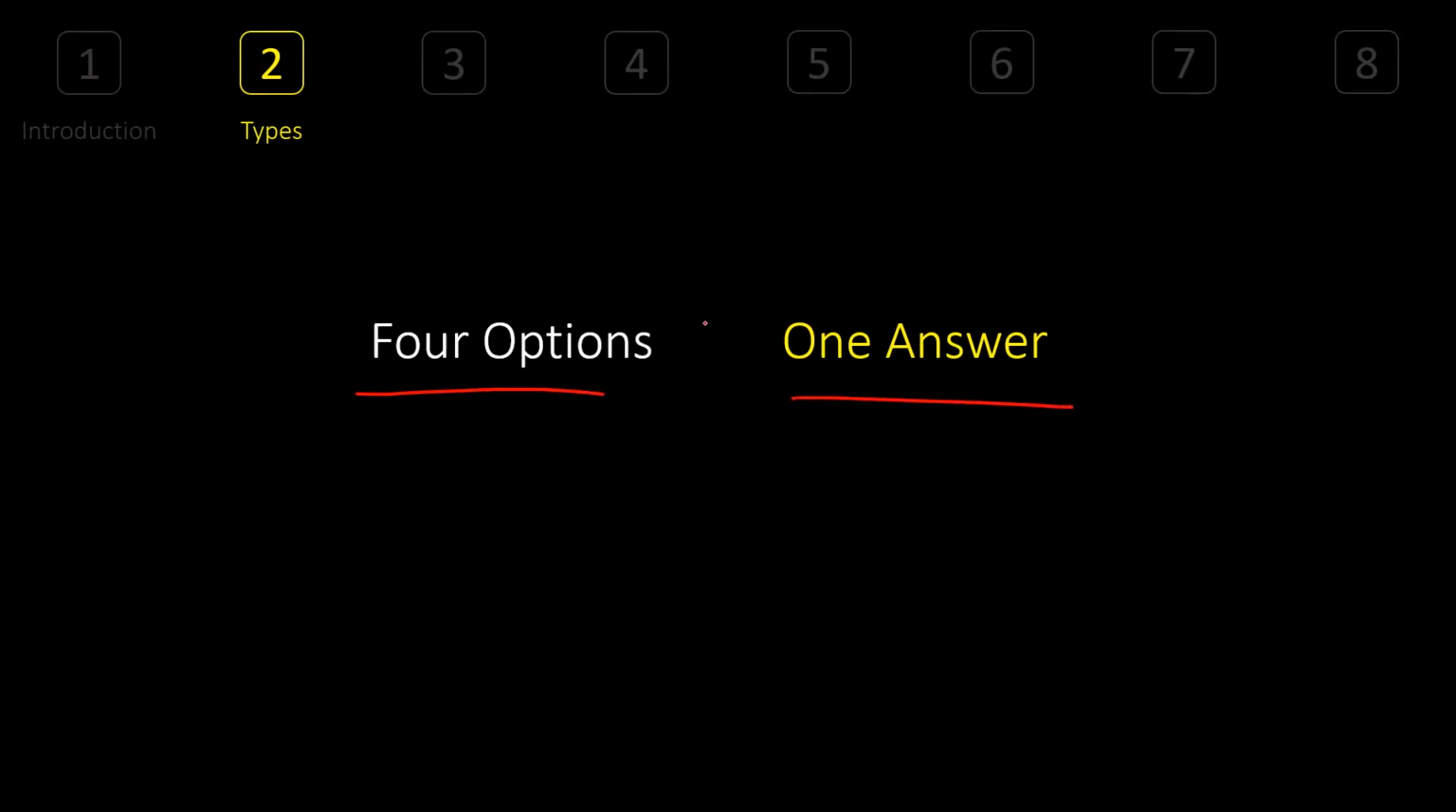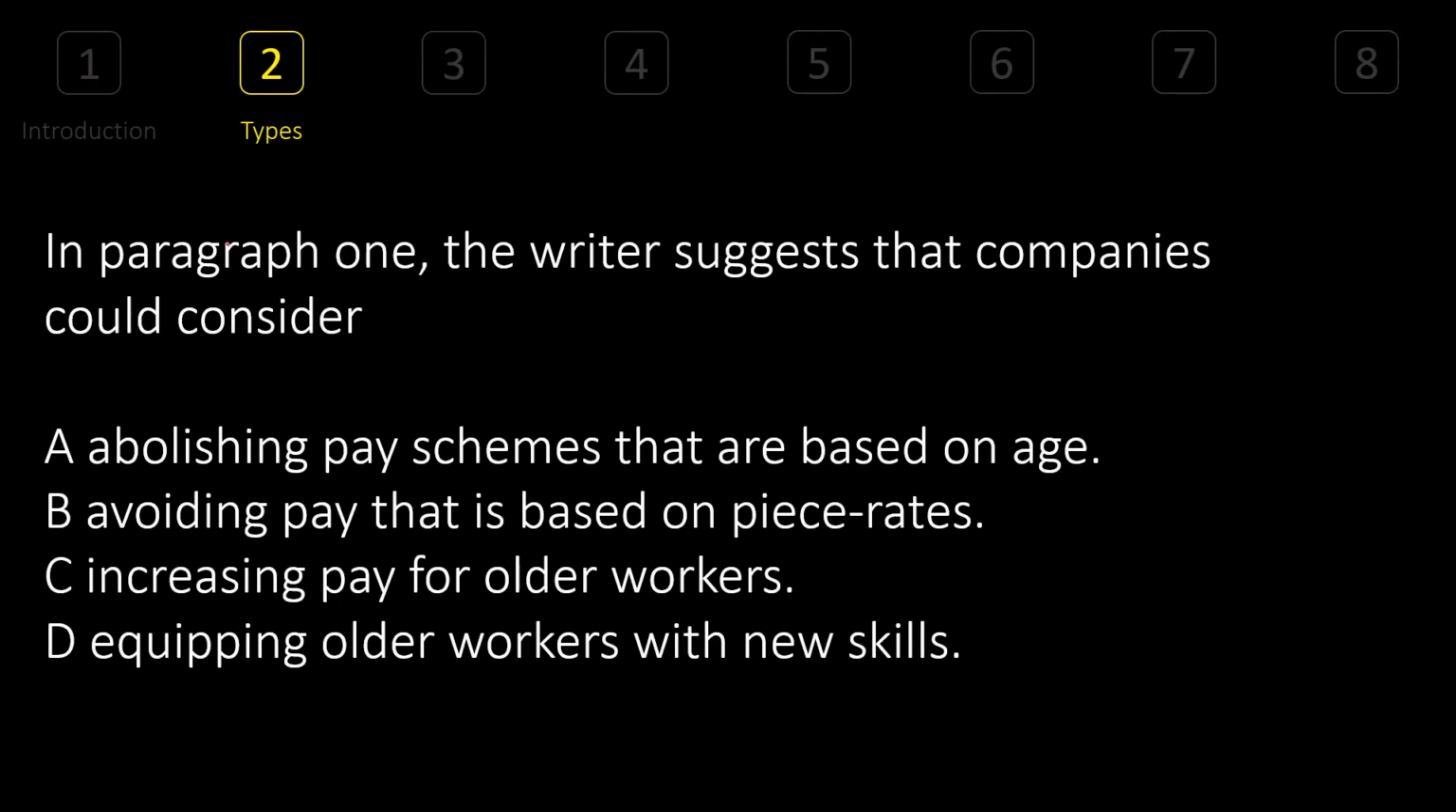Anyway, we'll see examples. So type 1 is when we have 4 options and 1 answer. This is the first type. This is how it looks. This is the first question or statement. In this case, we have a statement: in paragraph 1, the writer suggests that companies could consider this thing. Now here we have 4 options, as I said, and 1 statement. This is type 1.